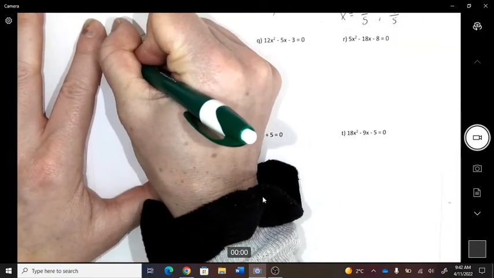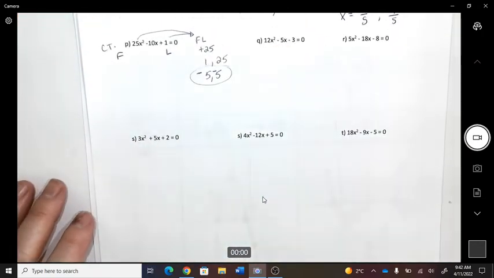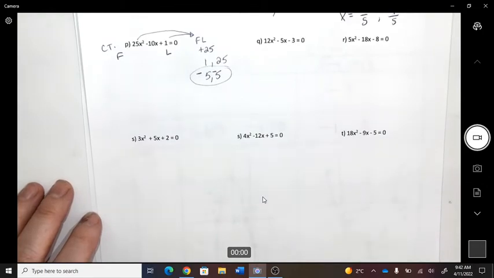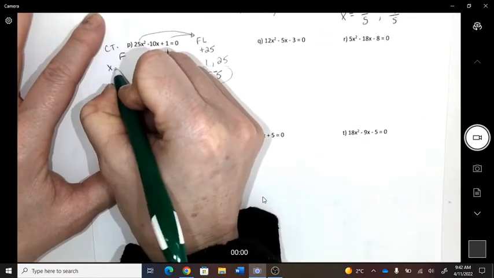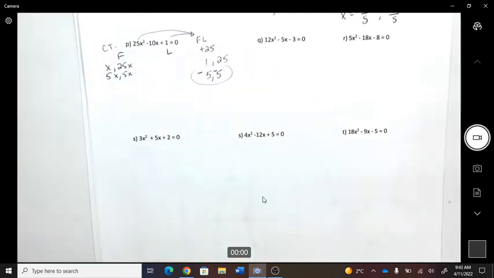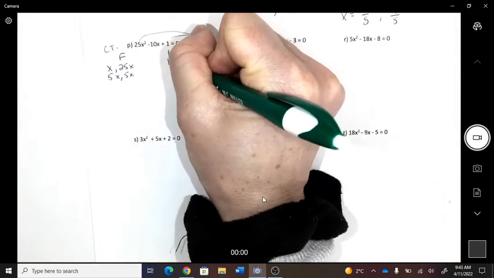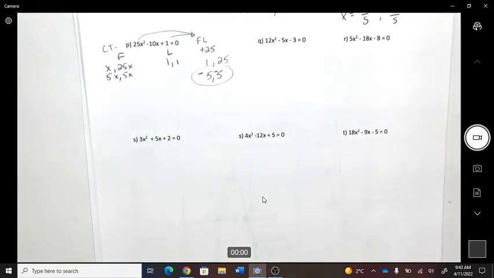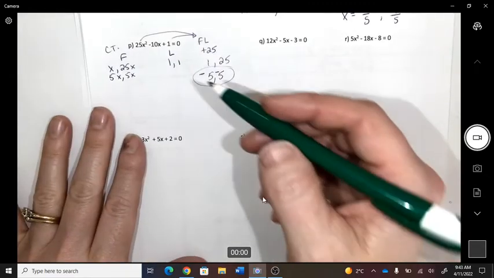Okay, so what are my options for F? What are my options for L? So I could do 1x, 25x, or 5x, 5x. Those are my options for getting the F. And how do I multiply to the L? I don't have much here. 1 times 1. So what are your groupings to make a 5x and a 5x?